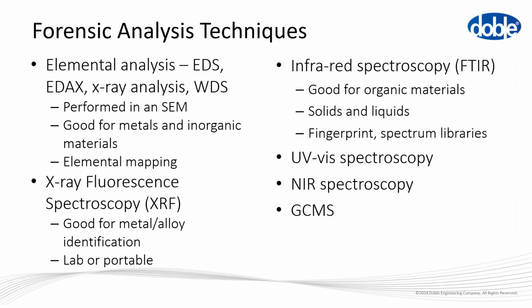If it's organic material, oils, greases, plastics, then we're going to probably be using some form of spectroscopy. Infrared is the usual one, but it could be UV-vis or near infrared. And for FTIR, there are huge libraries of spectra out there. So sometimes you can not only identify the material, but because of the additives in certain things, you can even get the brand or the source material as well, where it exactly came from.